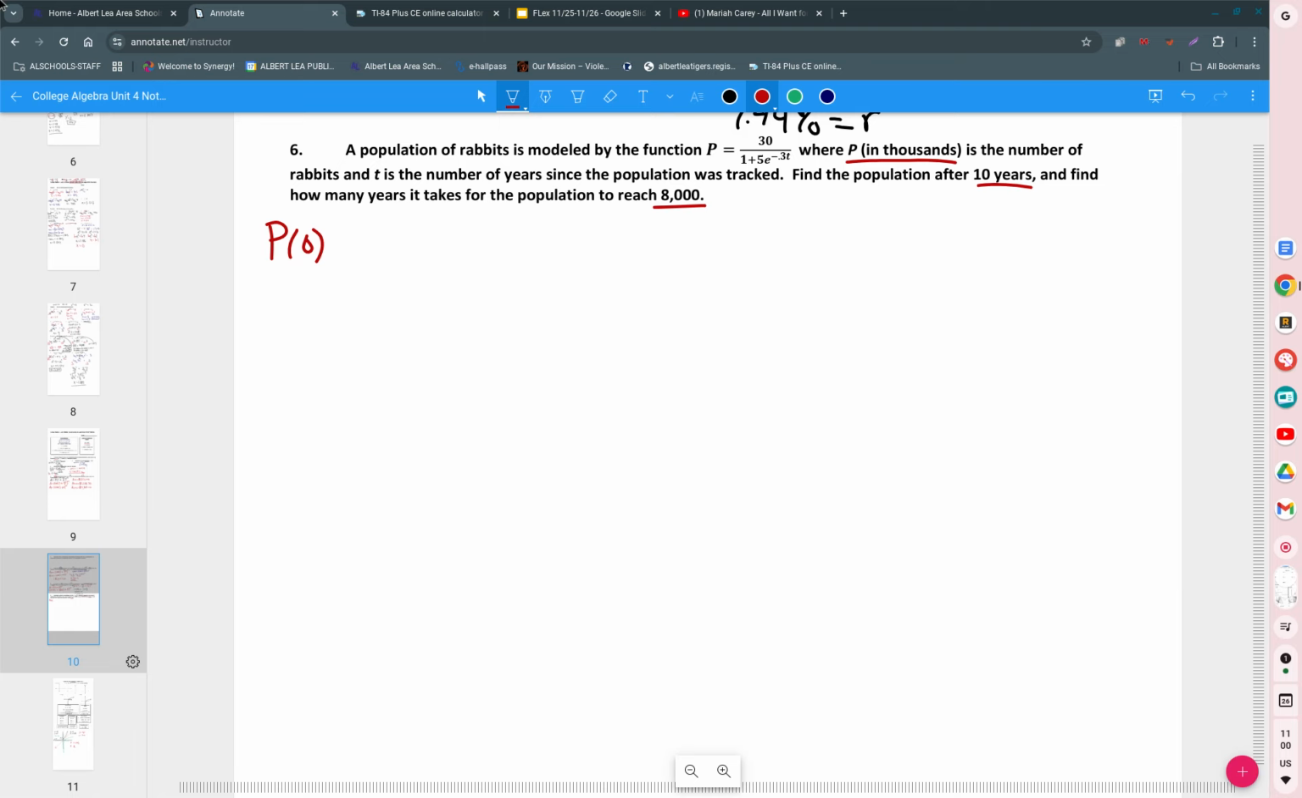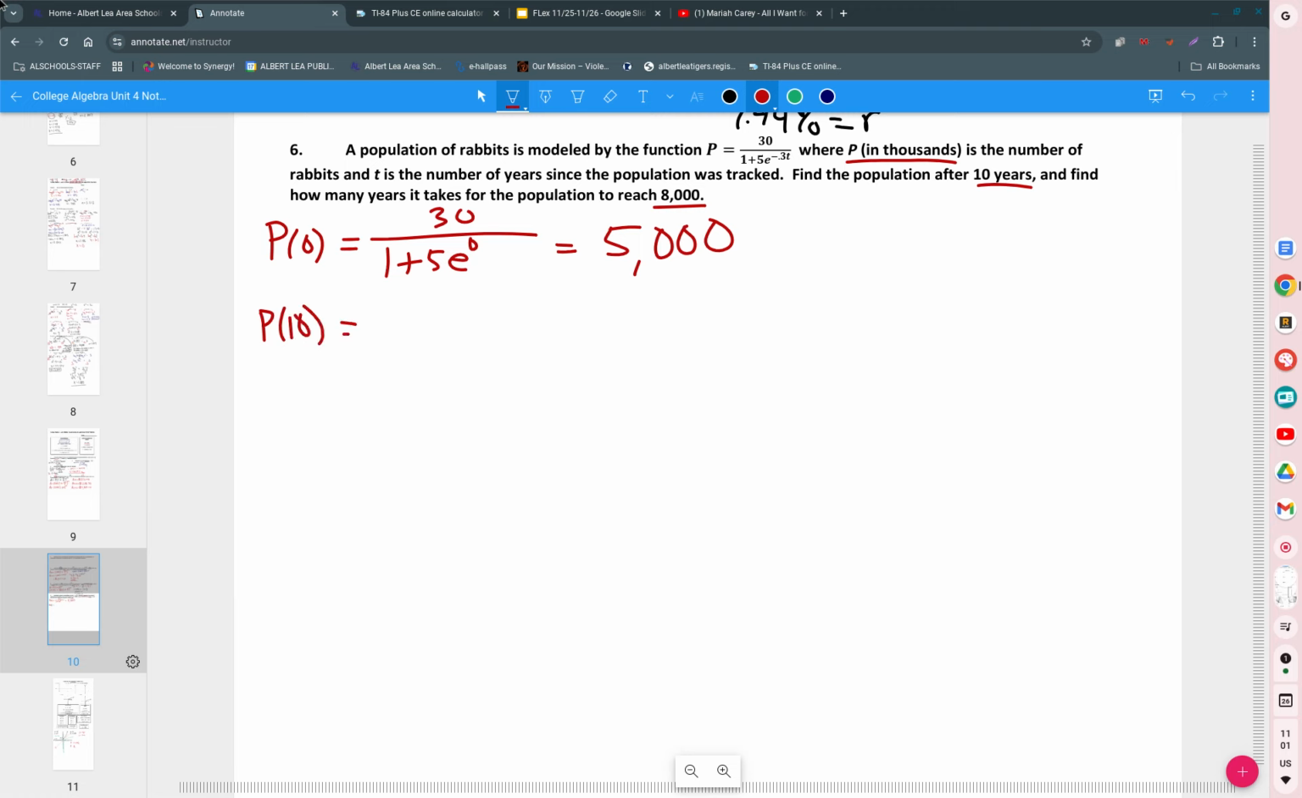I'm going to plug 0 into this, and I get 30 divided by 1 plus 5e to the negative 0.3 times 0. What's negative 0.3 times 0? 0. So that will tell me how many rabbits there are at the beginning. e to the 0 is 1, times 5 is 5, plus 1 is 6. 30 divided by 6? 5. So we start with 5 rabbits. That ain't bad. We don't start with 5. What? I tried to hint at this earlier. It's measured in thousands, so it starts with 5,000 rabbits. Okay, that's a great lot. I start with 5,000.